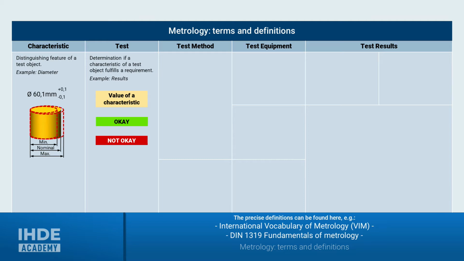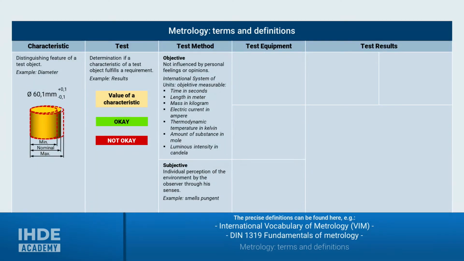The result of a measurement determines the actual value of a characteristic. This result always has a value and a unit. A test with a snap gauge, for example, determines only if a characteristic is within a specification or not. The result is just a pass or fail. Measuring or using a gauge are objective tests. This means they are independent of the appraiser's judgment.